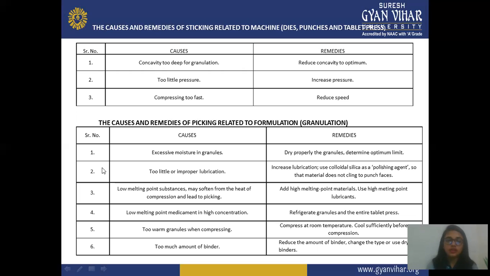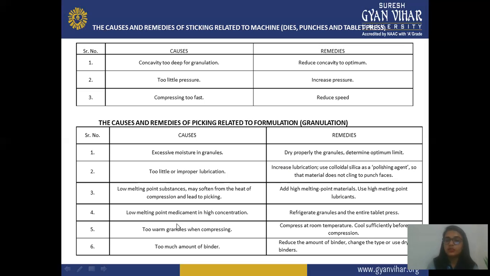And the next is too little or improper lubricant. In this condition, you increase the lubricant and you use colloidal silica as a polishing agent so that material does not cling to the punch faces. Third is low melting point substance, which may suffer from heat or compression, causing picking. In this condition, you work with high melting point material and use a high melting point lubricant.